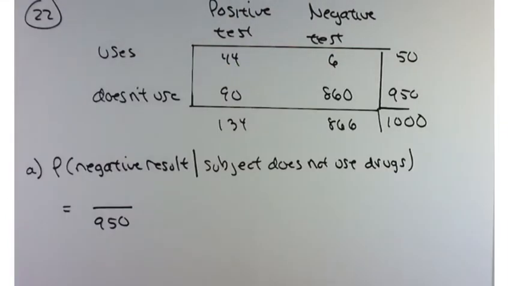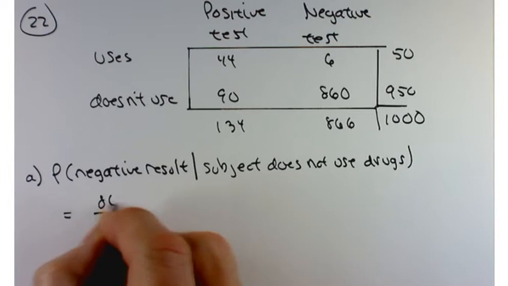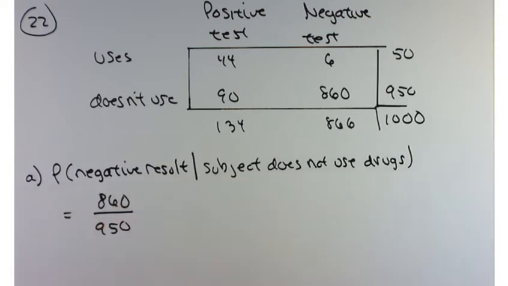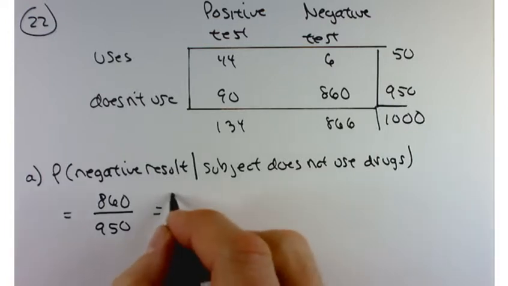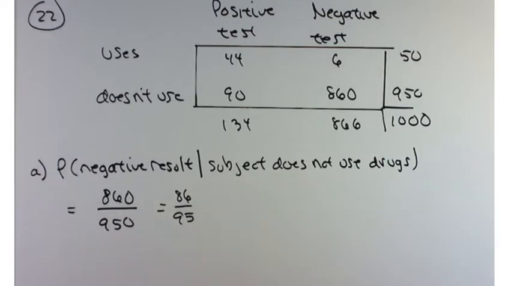What's the probability of a negative result? 860 of those 1,000, or of those 950, have a negative result. So in lowest terms, 86 out of 95. But I don't care about lowest terms. I'm happy for you to give it to me like this.